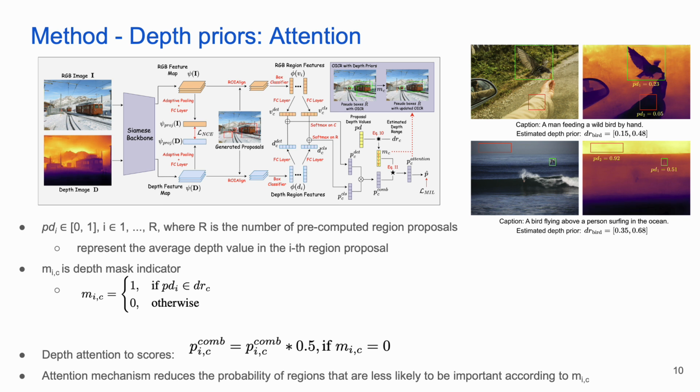After calculating depth priors, we integrate them into our architecture to enhance object detection. We first calculate the depth value of every region proposal. If the value of a region proposal falls within the depth range, the depth mass indicator variable m becomes 1. Otherwise, it is 0. We halve the fused scores if the value is 0. In other words, the attention mechanism reduces the probability of regions less likely to be significant according to the m.